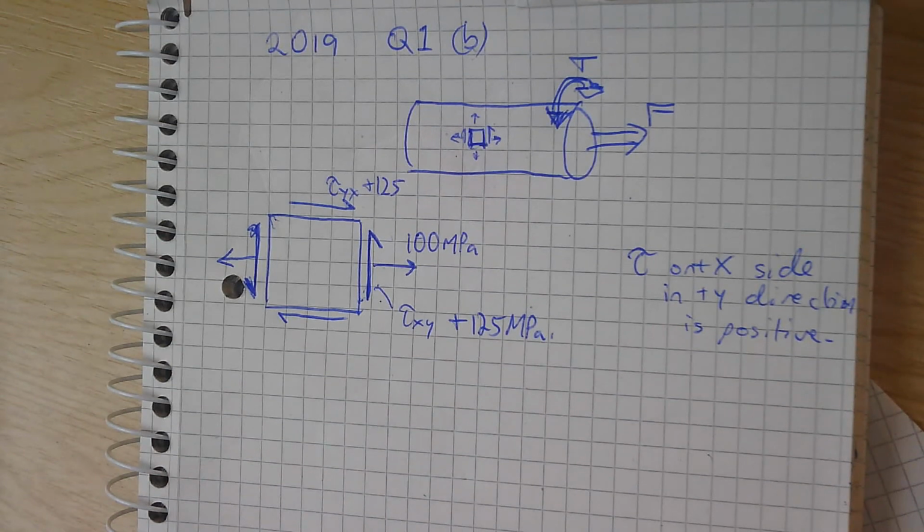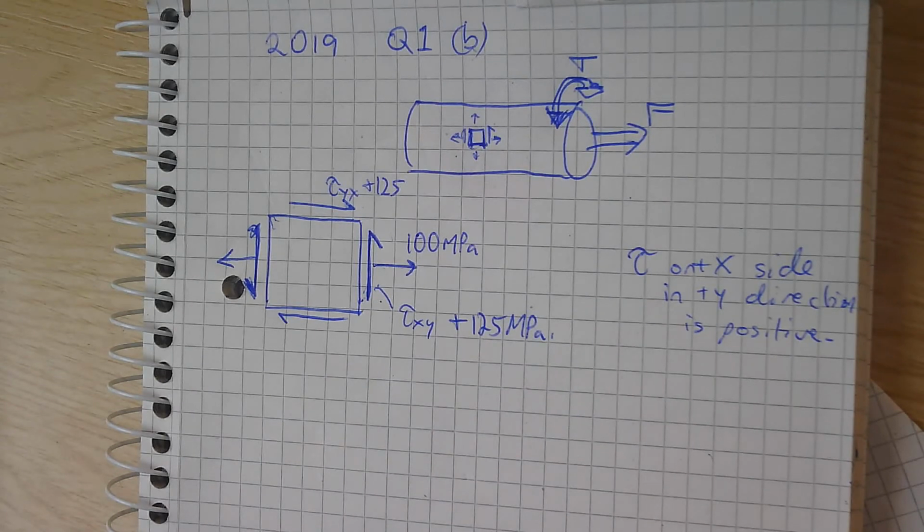So tau on the plus x side of the square, going up in the plus y direction, that represents positive shear stress. So that would represent the plus 125 megapascals. Just for the video, this is 2019 question 1 part B.